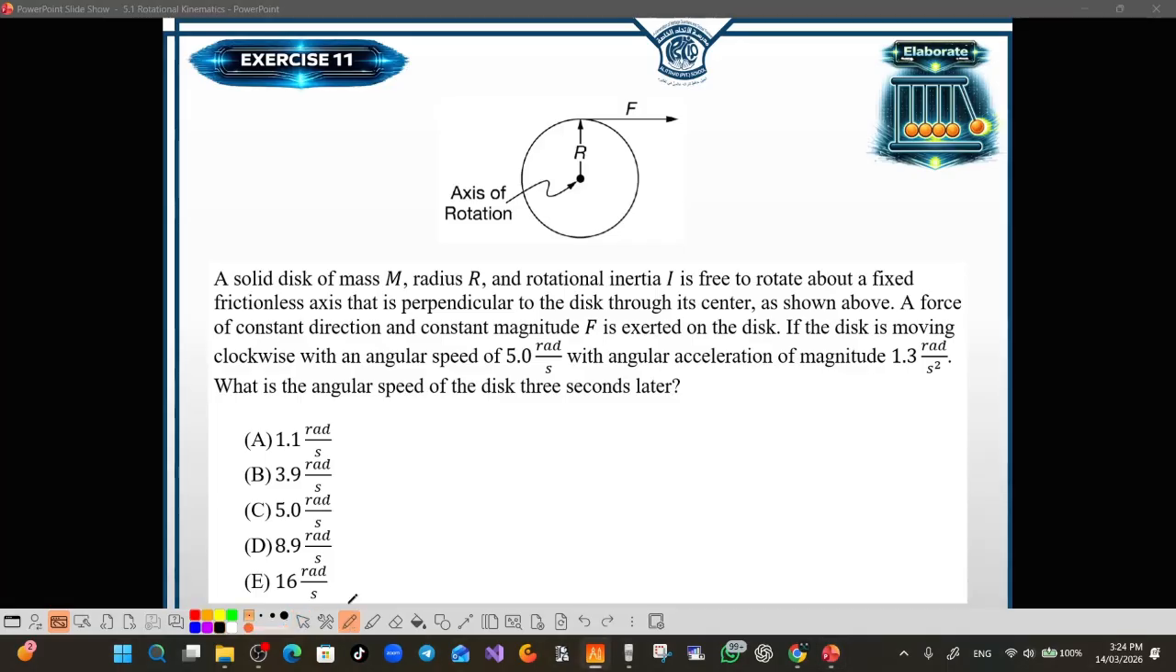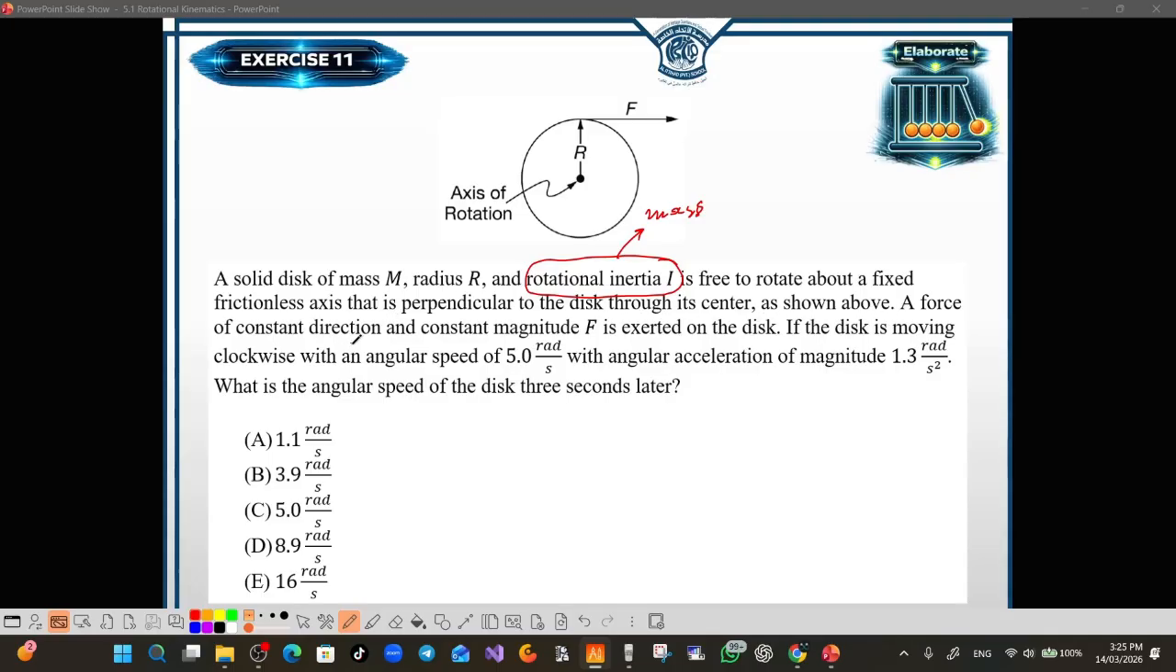Now, question 11. A solid disk of mass capital M, radius R and rotational inertia I. We will talk about the rotational inertia in topic 5.4, I guess. It's something related to the mass and the distance from the axis of rotation, so you can ignore it now. It won't affect the result. It is free to rotate about a fixed frictionless axis that is perpendicular to the disk through its center, as shown above.